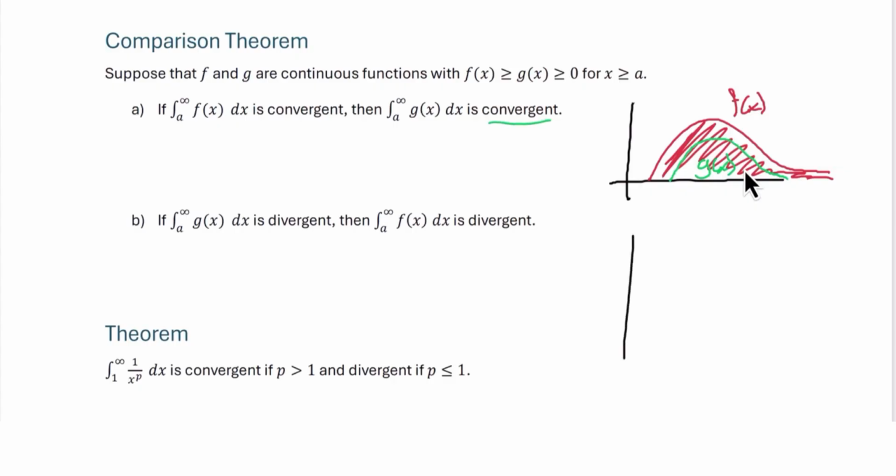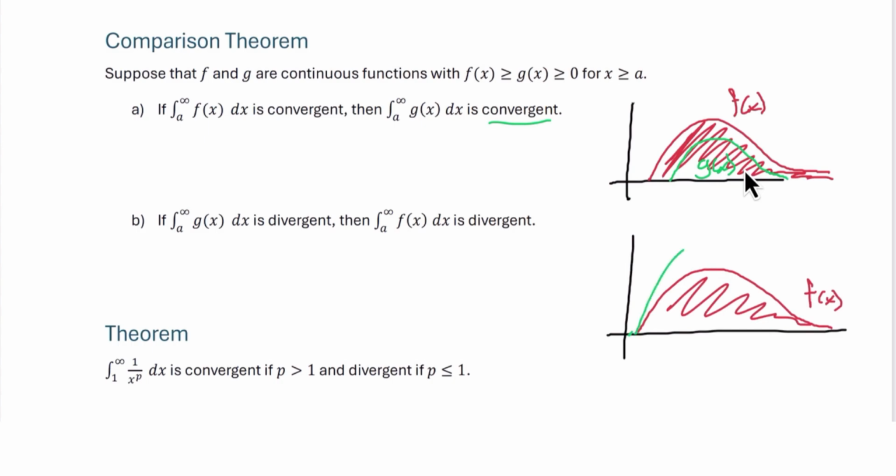Similarly, if we have f is divergent, let's say the area under this curve is infinite. This is a divergent integral. And then g is actually bigger than f. If g is bigger than f and f is divergent, then g must also be divergent.